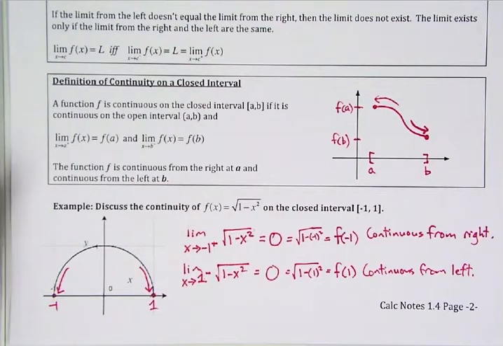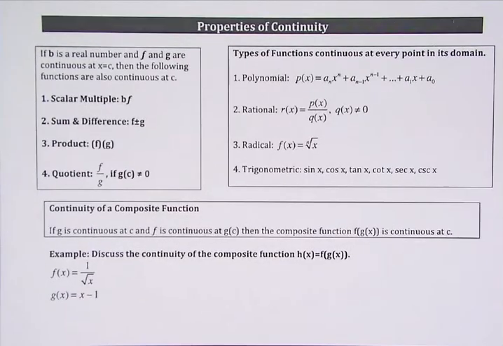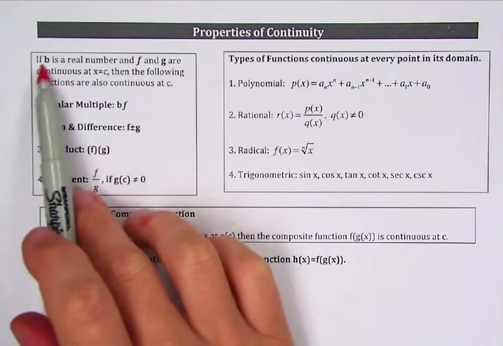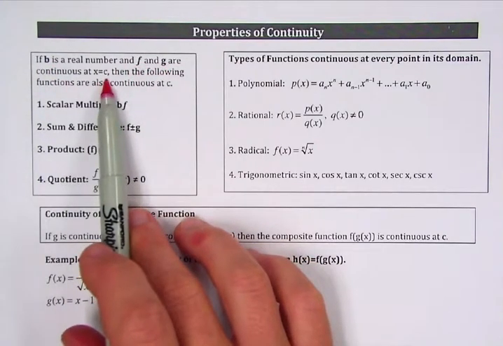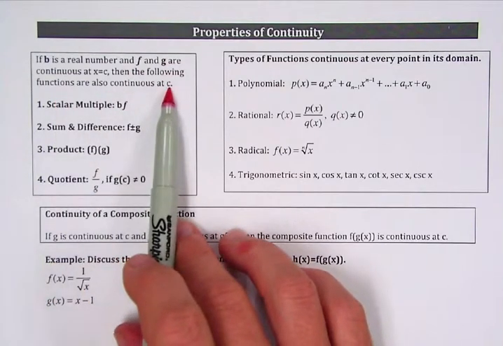All right, let's move on. So some properties of continuity, just want to share them with you. You can tuck them away as tools to be used later. So if b is a real number and f and g are continuous at x equals c, then the following functions are also continuous at c.